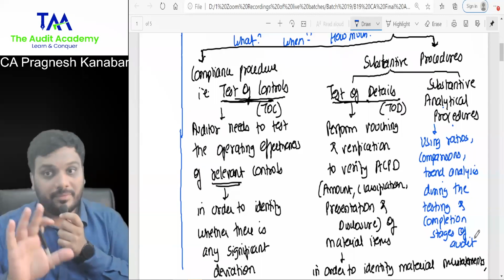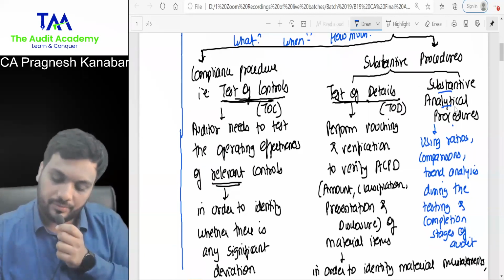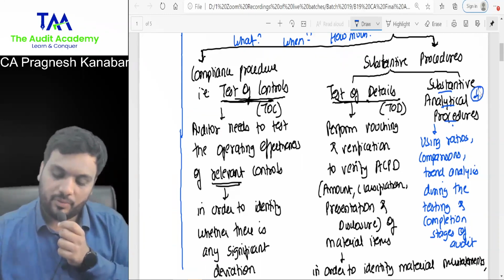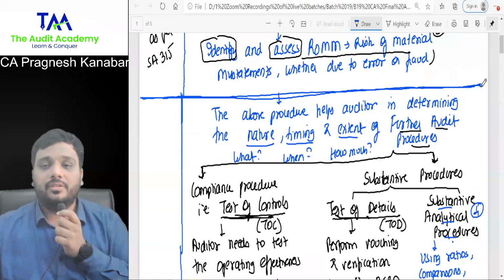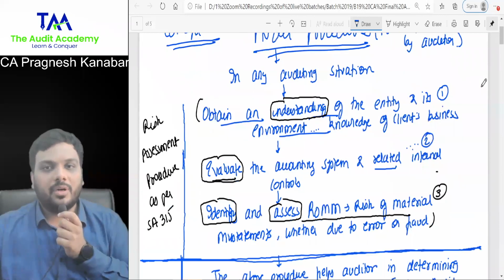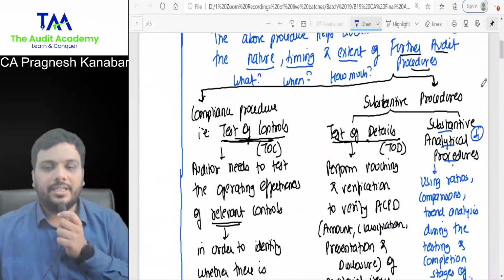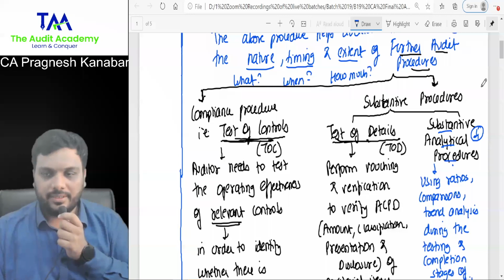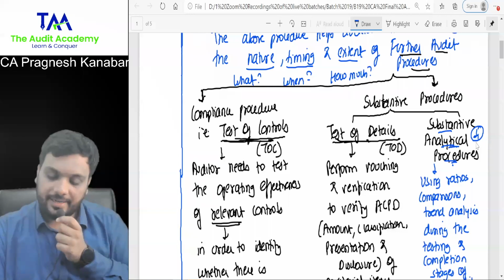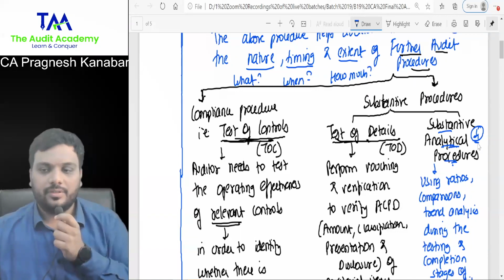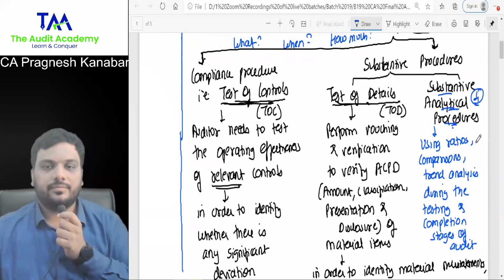All right, but I will make you write this as a separate note also. So please write down number 4 over here. Why number 4? 3 points I'll make you write for the above 3 discussions. Then test of control, test of details, you have written it over here itself. And then for substantive analytical procedure, I'll make you write one note. Right? So point number 4 over here.